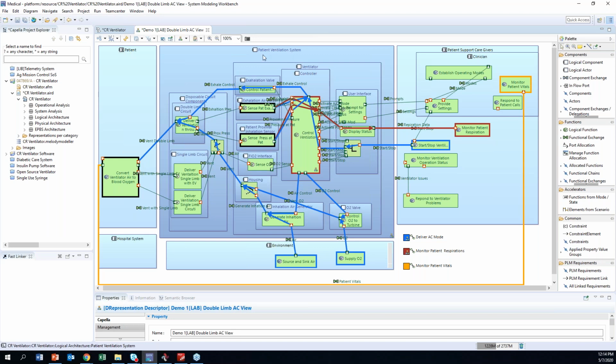This is the ventilation system here. Now I'm starting to identify different components. In this case, the ventilator. Inside the ventilator, there's going to be a user interface, a controller, and an exhalation valve.